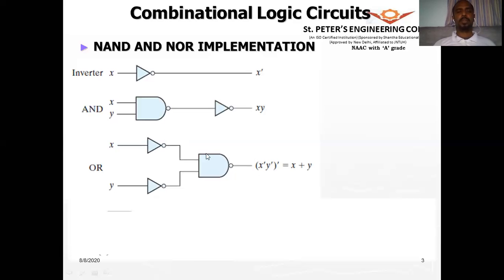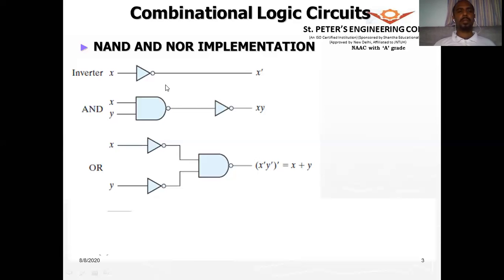And the input to this NAND gate is X complement and Y complement, and the output will be X complement AND Y complement, whole complement. So by applying De Morgan's theorem and simplifying, we get X OR Y. So we have realized the OR gate using the NAND gate.